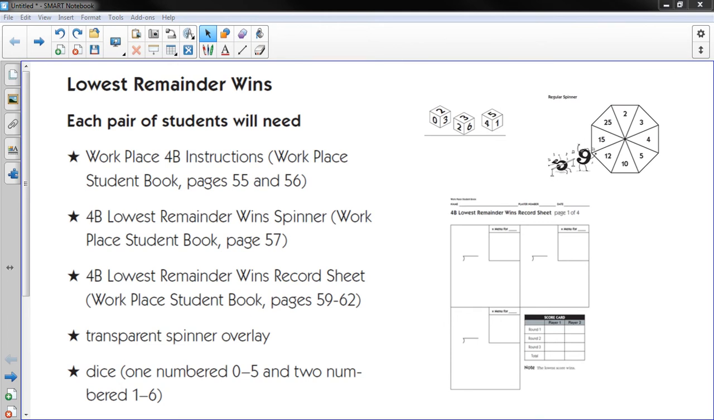Hello, this is Mr. Knowles, and these are the directions for a division game that we're playing in math class called Lowest Remainder Wins. In class, students can get all the materials necessary to play the game. I'm going to go over the directions.